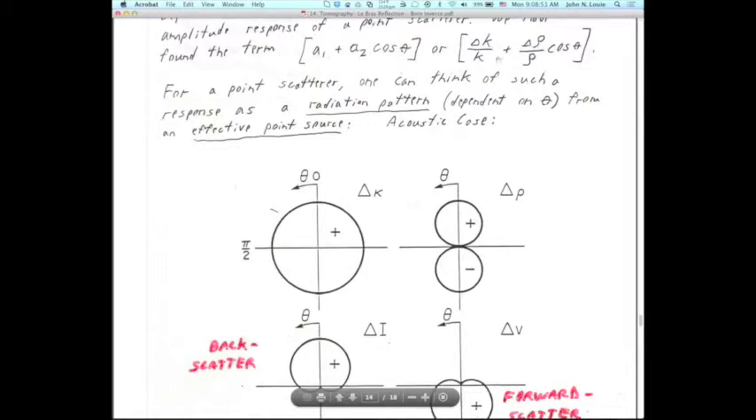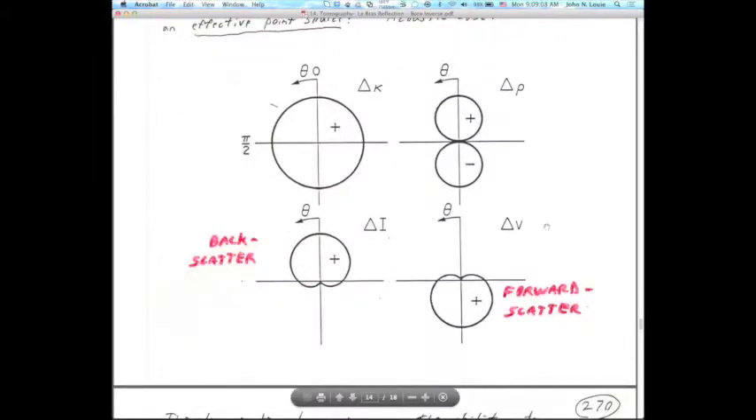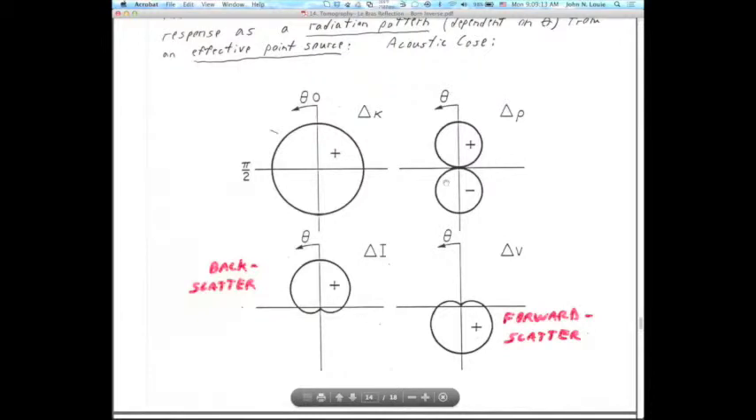So the reason that this is expressed this way, in terms of this cosine theta, is that we think of each reflecting point as an effective point source with a particular radiation pattern. So in the acoustic case, which is all I've described so far, if delta K is zero, there's no incompressibility perturbation, then it generates zero reflectivity. But if delta K is not zero, it can be negative, then it would generate a negative reflectivity. Okay, but if it's non-zero, then what we see is the effective point source is an explosion.